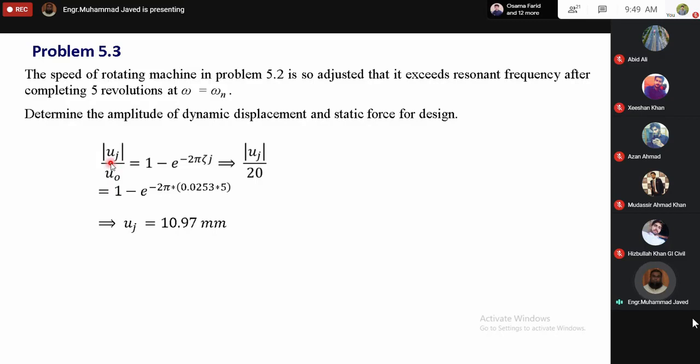We can use this equation to determine the number of cycles. We can find the displacement at resonance after j cycles, and it shows that when resonance occurs and the machine completes 5 revolutions, the dynamic displacement is 10.97 millimeter, whereas displacement for full resonance is 20 millimeter.